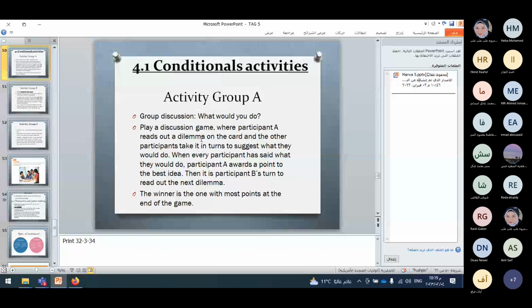Okay, and you give points to the best solution. Do you like this activity? Does it appeal to you? Maybe you try it in your classes. It's called What Would You Do?